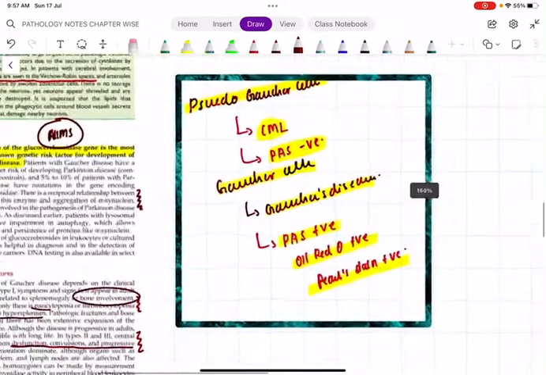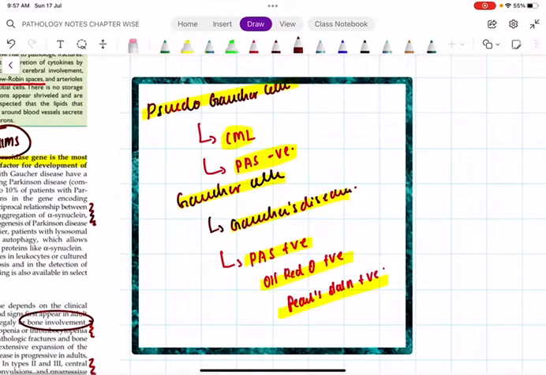And remember how to differentiate between pseudo-Gaucher cells and Gaucher cells. Pseudo-Gaucher cells are present in CML and are PAS negative, and Gaucher cells are present in Gaucher's disease. I will write one more point here: what is this? Crumpled tissue paper appearance. So these are the important points you have to remember.